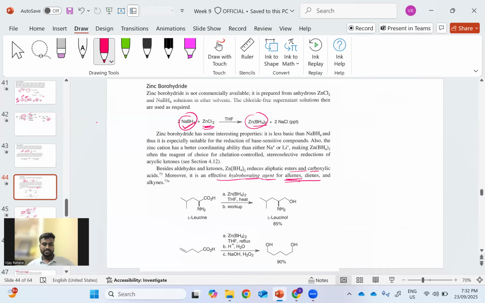So if you have the alkenes, as you can see here, these alkenes can also be converted into the alcohol by using this Zn borohydride. And if you have the acid, this acid can be directly converted into the alcohol by using this zinc borohydride. So if you use the NaBH4, this reaction will not work. No reaction with the acid. But if you use the zinc borohydride, it will convert acid to the alcohol.